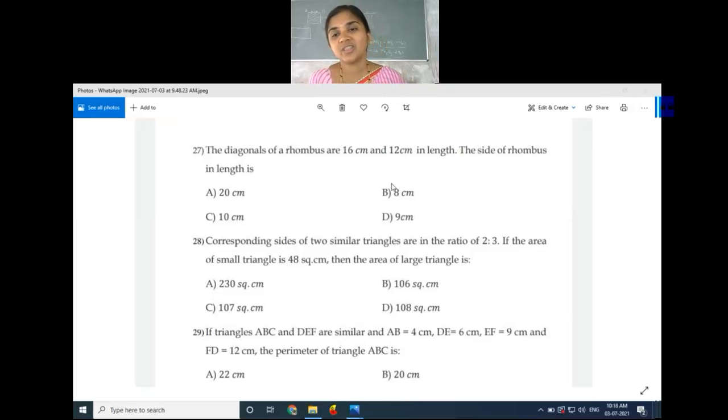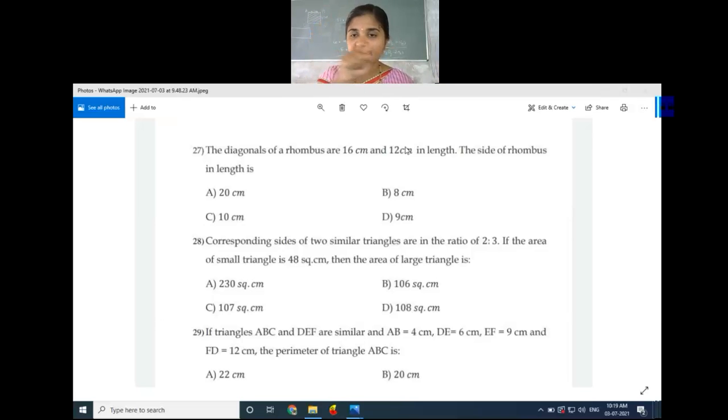Diagonals are given. Using the diagonals, we have to find out the rhombus measurement. In a rhombus, diagonals bisect each other. So 16 becomes 8 and 8. Another measurement is 12, which becomes 6. So we can observe the right angle triangle. We all know the rhombus diagonals bisect each other at right angle, so there we'll get a right angle triangle.